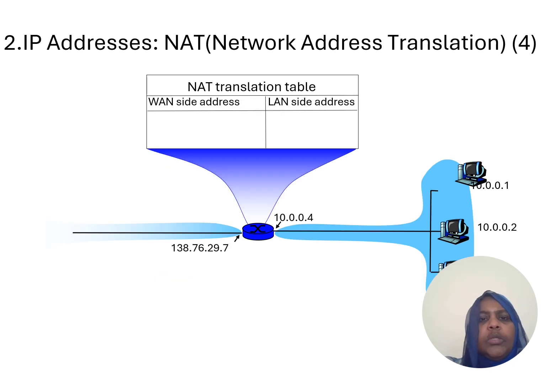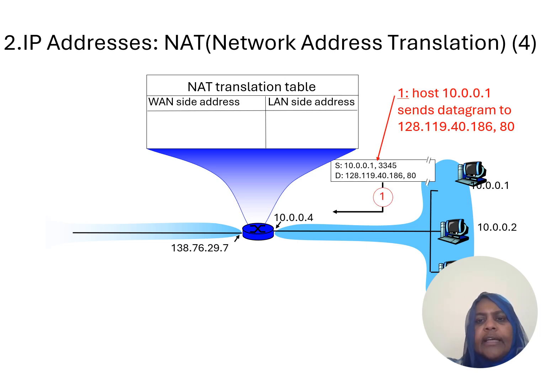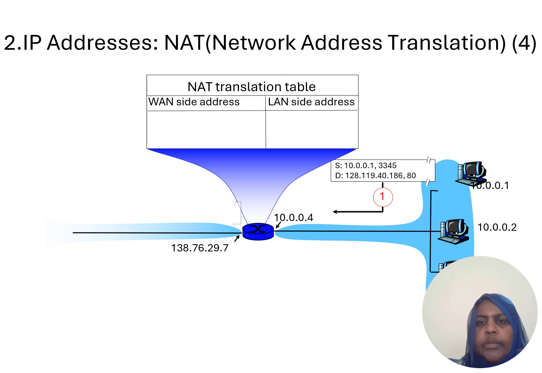The NAT table, as we have said, consists of WAN side addresses and LAN side addresses. In the LAN side, at first, a host will send a packet with its internal IP address number and the global destination IP address number.